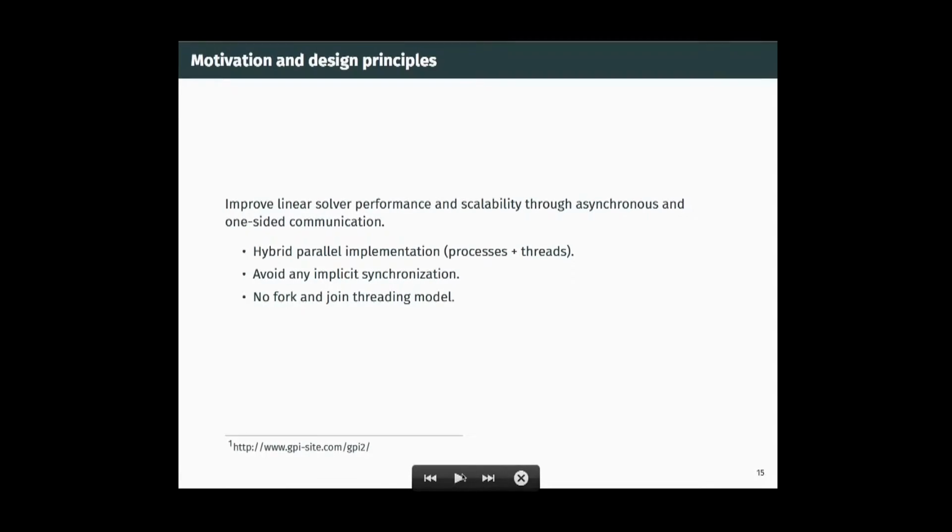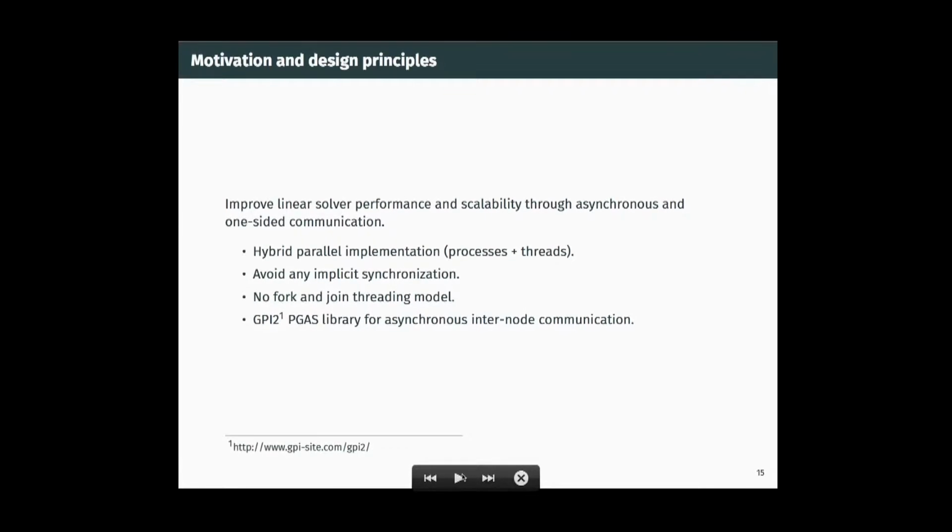So we tried to implement this in an efficient way using asynchronous and one-sided inter-node communication, as well as a hybrid parallel programming pattern. So we use processes as well as threads. We try to avoid any kind of implicit synchronization, both between processes and between threads. And we did not use a fork and join threading model, so we don't fork and join before and after each operation, but we fork once, do the entire linear system solve, and join in the end. To do this, we used the GPI2 PGAS library, which is an open source asynchronous PGAS library, which is developed at the Fraunhofer Institute for Industrial Mathematics in Kaiserslautern, Germany.